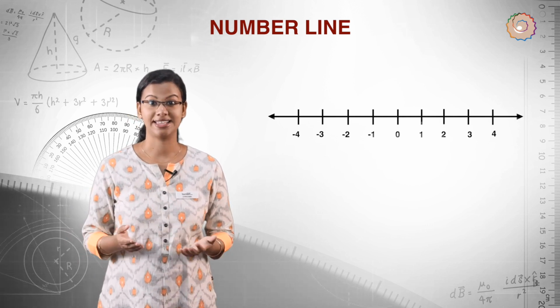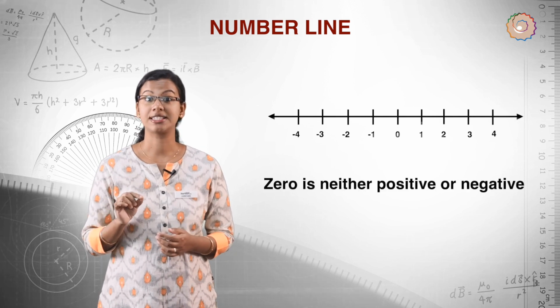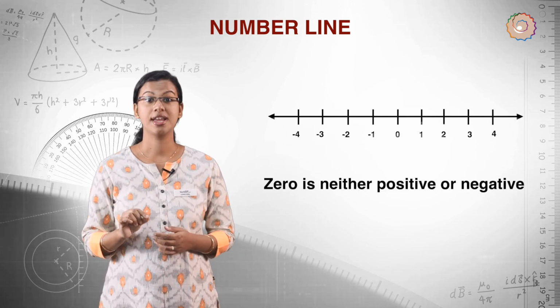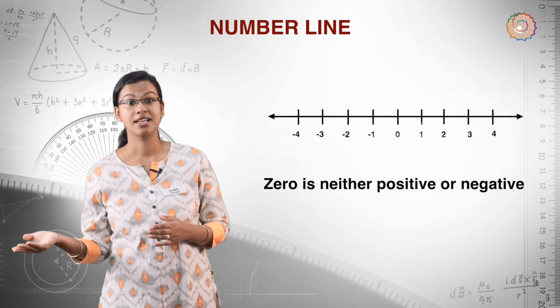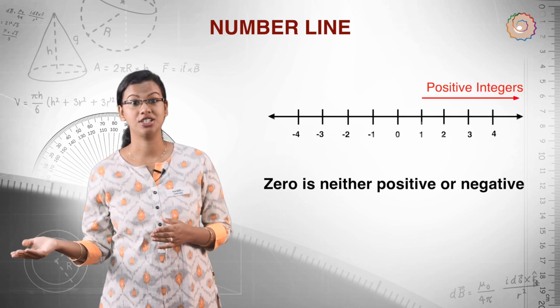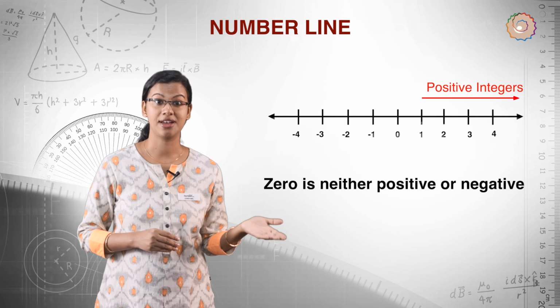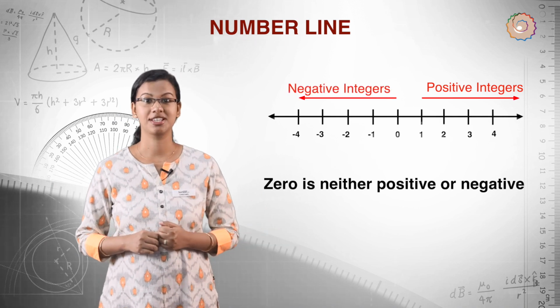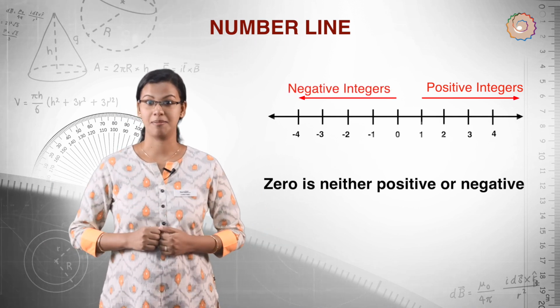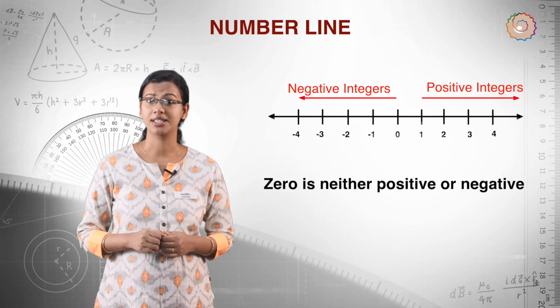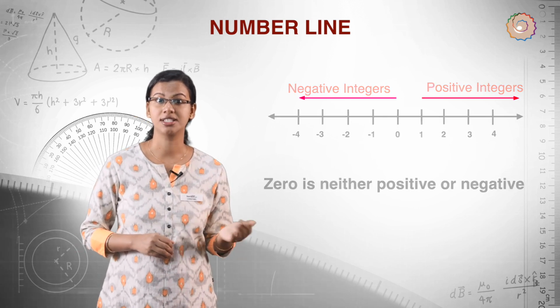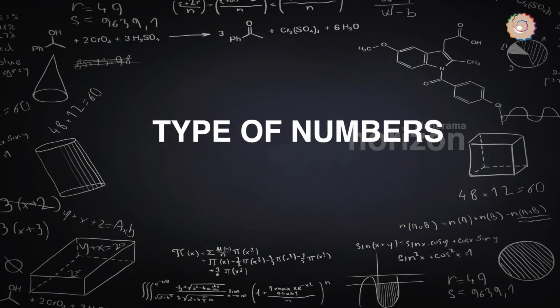Also, we can say that from 0, which is neither positive nor negative, if we move towards the right, they are positive integers, and if we move towards the left, they are negative integers. This is an integer number line. What about marking numbers other than integers on this number line? Now, let's go to the next type of numbers, which is rational numbers.